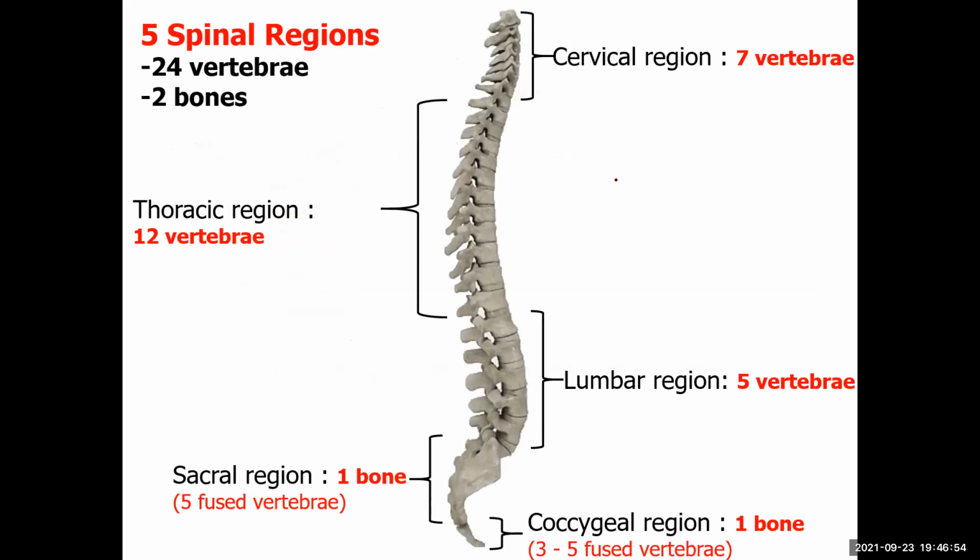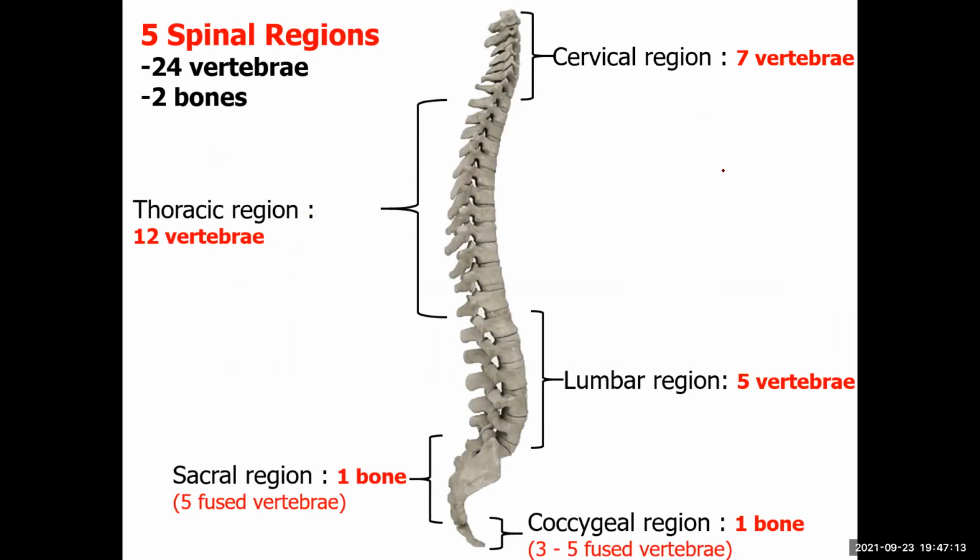Okay, so here you can see all 5 spinal regions here in our lateral view of the spine. So in the cervical region, we have 7 vertebrae. You need to know these numbers. In the thoracic region, also known as the mid-back area, you have 12 vertebrae there. In the lumbar, you have 5.